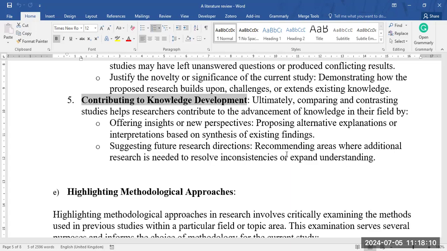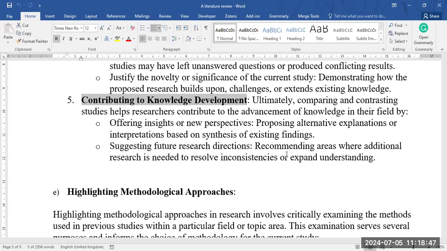So here you see, offering insights or new perspectives. Very deeply, they can study to get some understanding, proposing alternative explanations or interpretations based on synthesis of existing findings. That's why, from time to time, new knowledge emerges. How is it emerging? Because new researchers are exploring new perspectives by deeply doing the research and analyzing, and sometimes they summarize the existing findings to understand new phenomena.